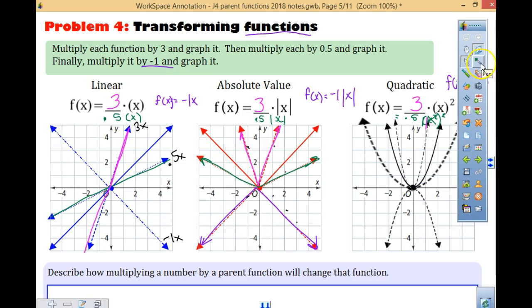We'll get a fairly nice drawing. Hopefully it's nice and accurate up there. And if not, that's all right.